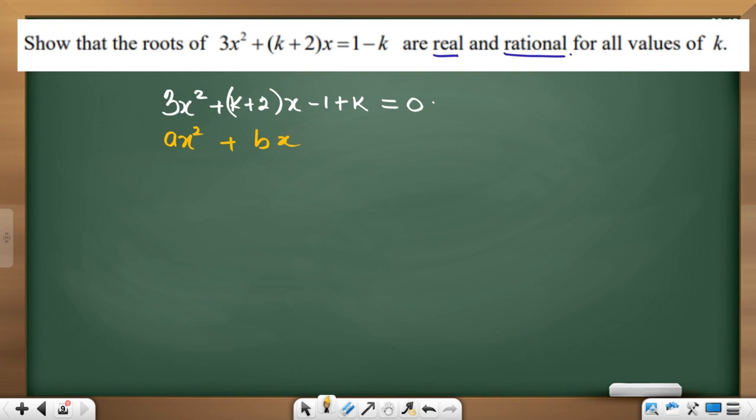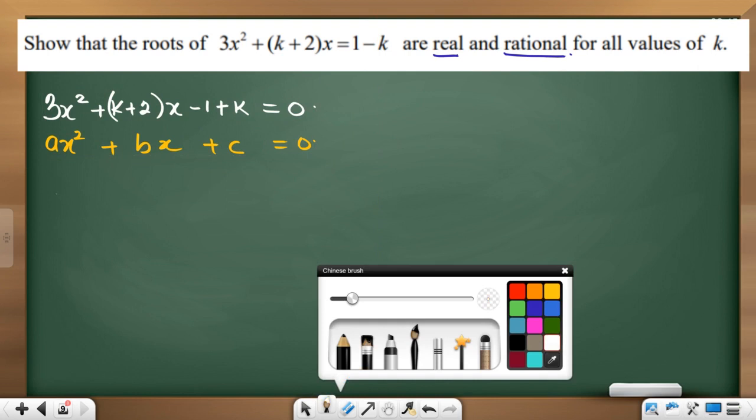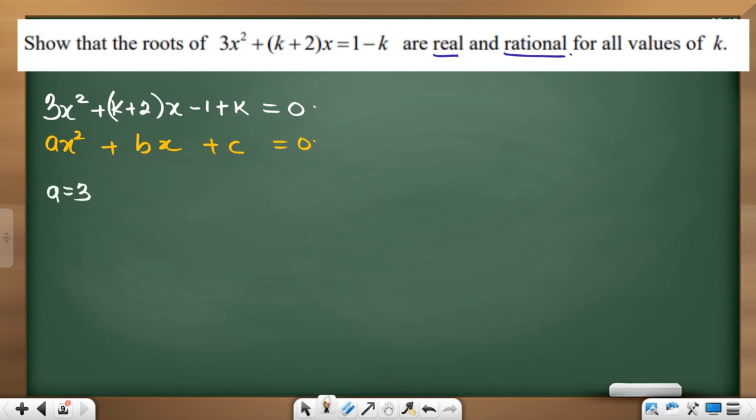Now check this. ax squared plus bx plus c. I want to do this for clarity. What is my a? My a is 3. I hope it makes sense. What is my b? The coefficient of x. It's bx. So b is k plus 2. Take note, b is the coefficient of x. And what is my c? It is the whole constant there: minus 1 plus k. If you want to write it nicely, k minus 1. I hope that is well understood. Your a, b, and c.